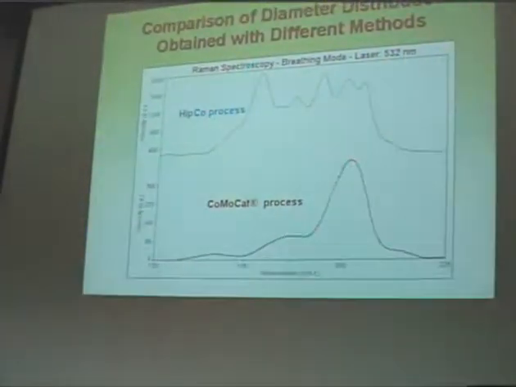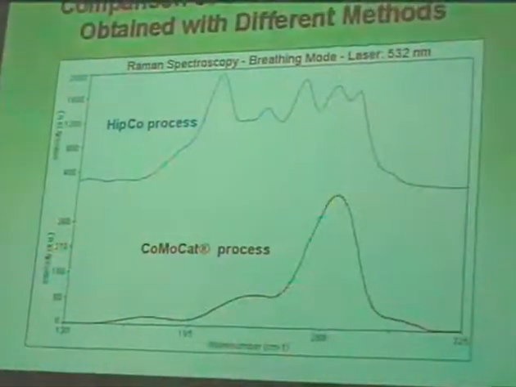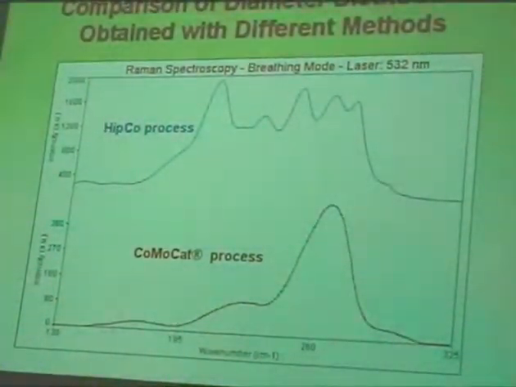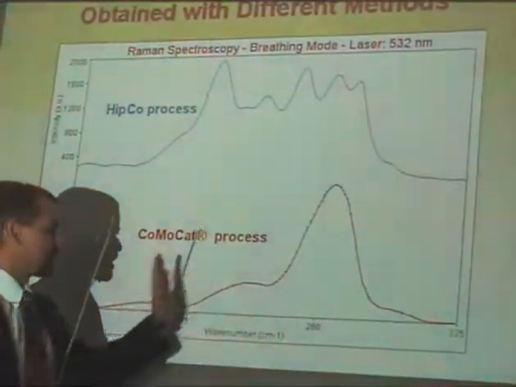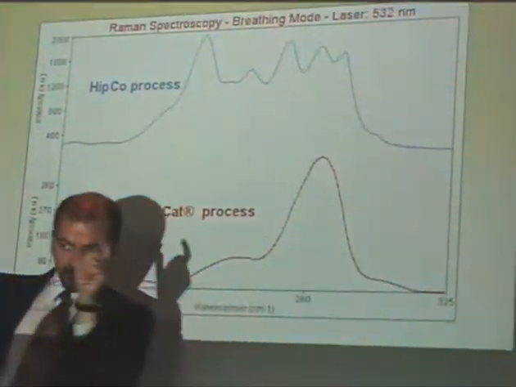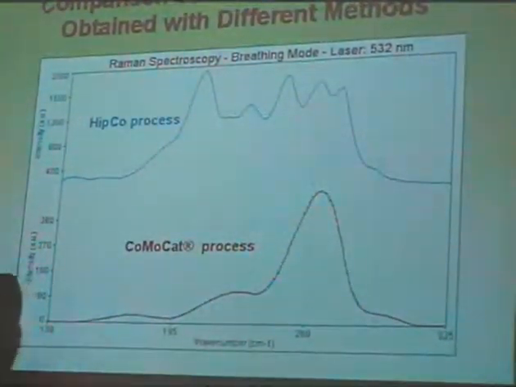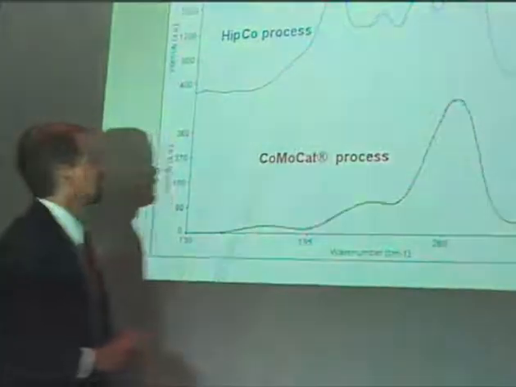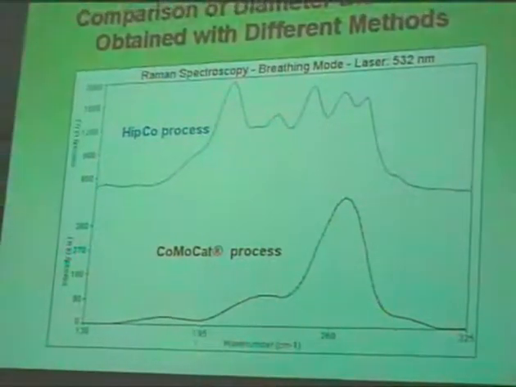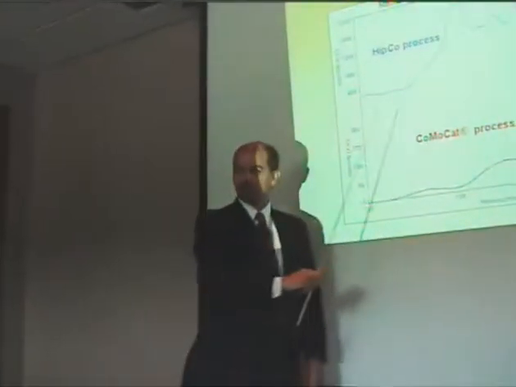And as a result, I'd like to show you this comparison here. This is the low frequency region that shows the breathing mode vibration. In our case, as I said before, the higher the wave number, the smaller the diameter. So we have a relatively narrow distribution because that one is governed by the size of the metallic clusters that have been grown right there, under reaction conditions. While this is what the product from Rice looks like. So you can see that they have a much broader distribution of diameters than we do here.